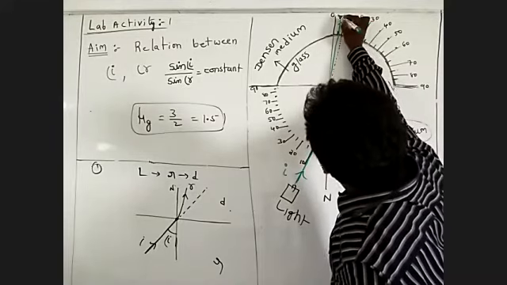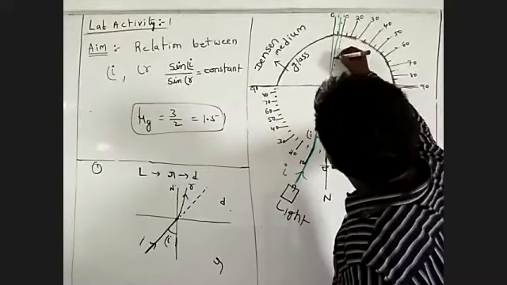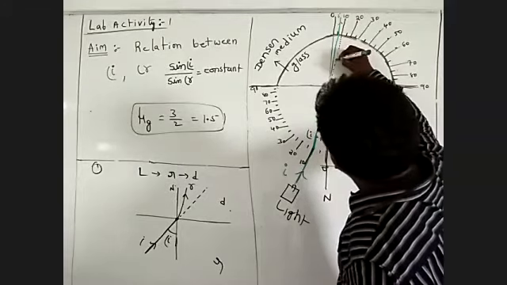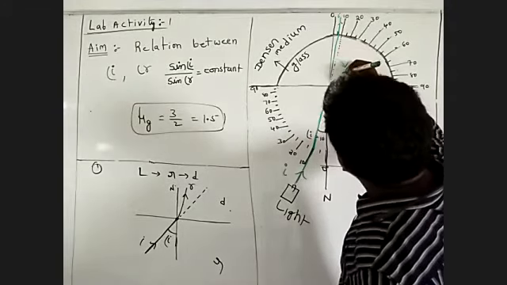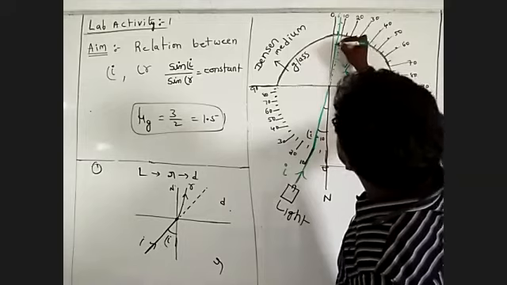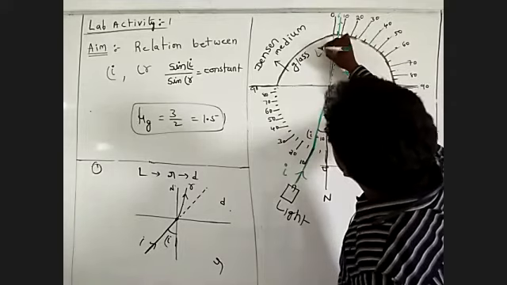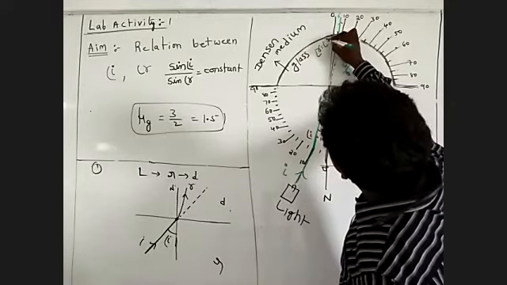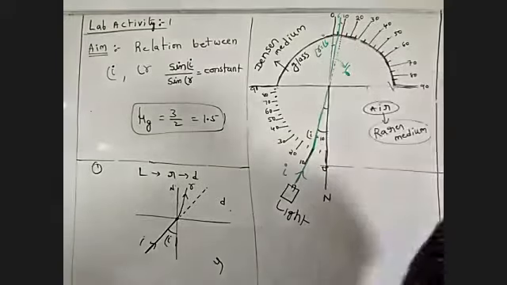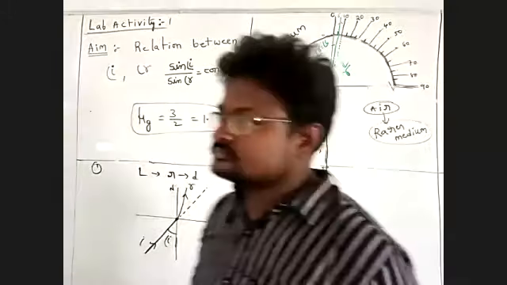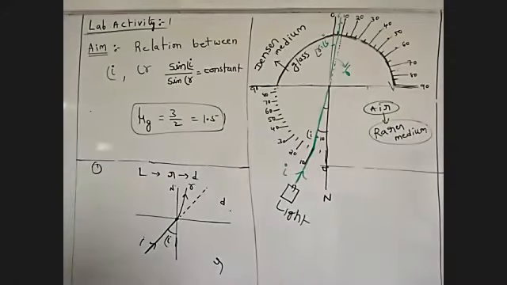So we call this a refracted ray. Here the angle of R is equal to 6 degrees.